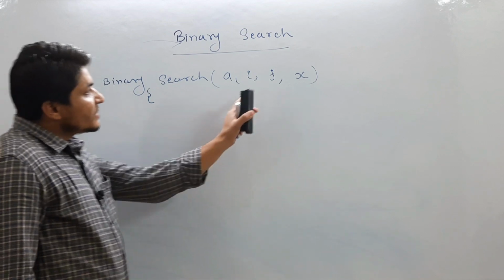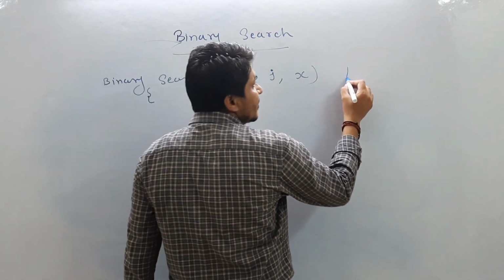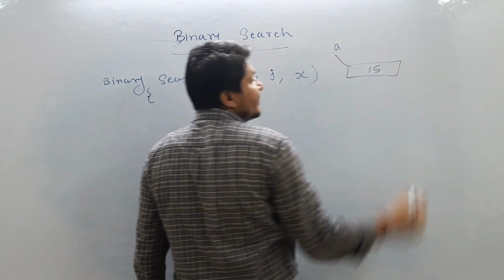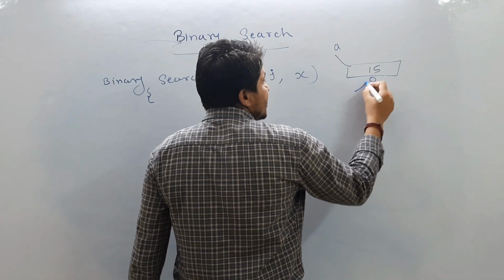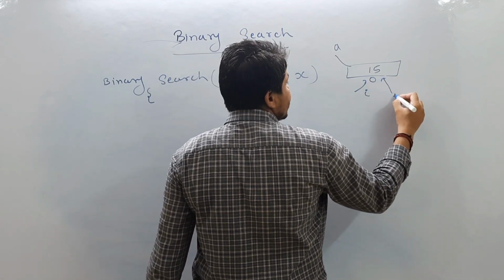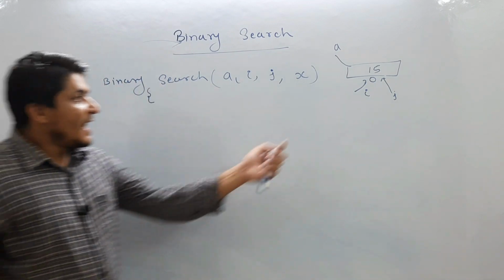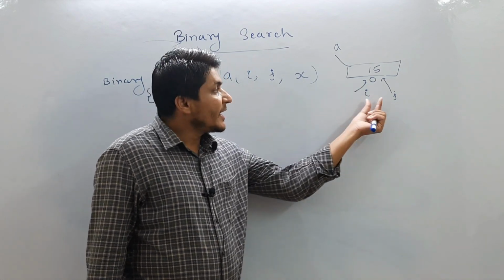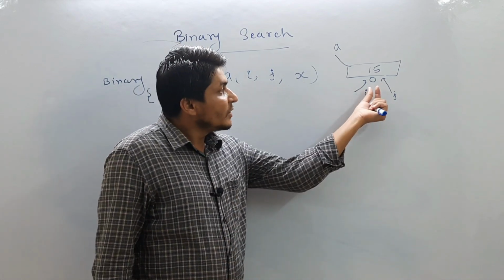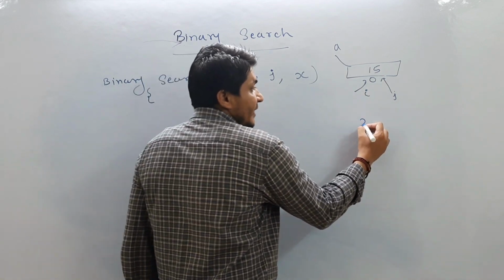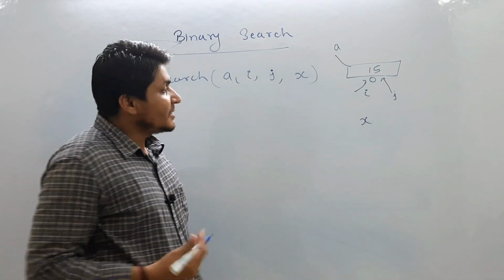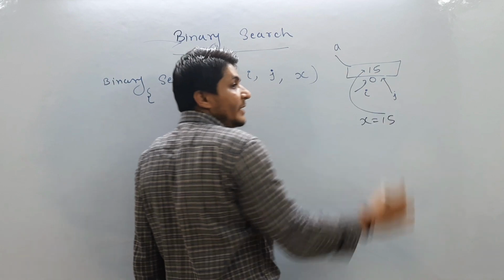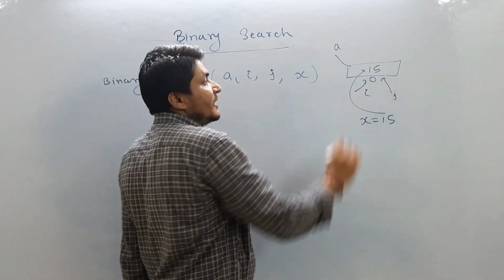Now first, let me consider one situation. So this is my array. In this array only one value is available, let's say 15, and the index value is 0, and this is the starting index and this is the last index. In this case, the starting index and last index both point to the same location. It means the array contains only one element. Let's suppose I am searching for 15 and that one element is itself 15. So I can simply say that element is available.